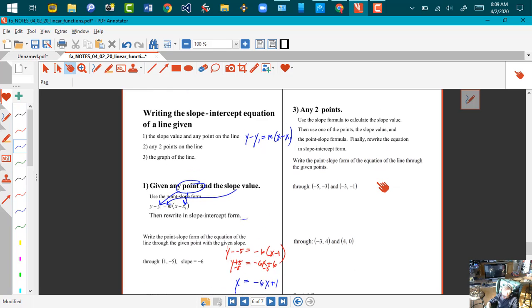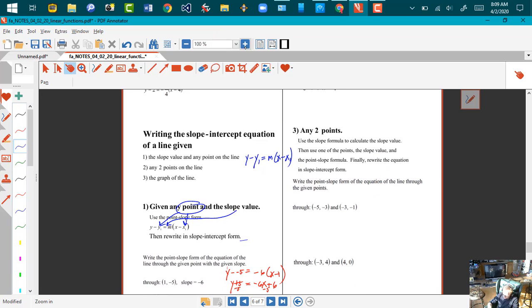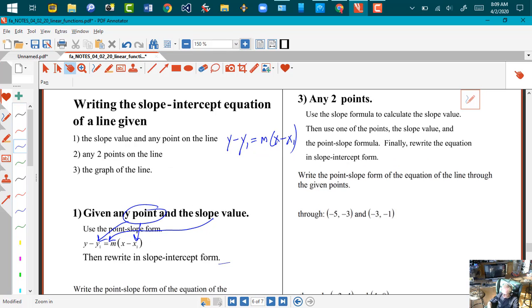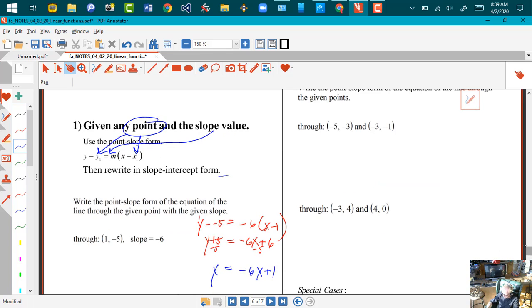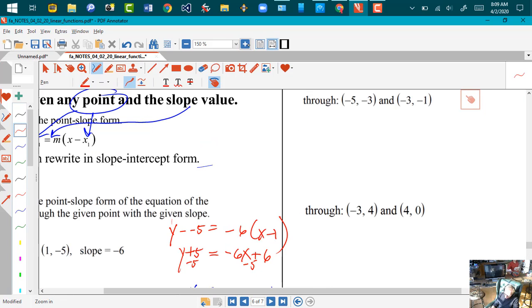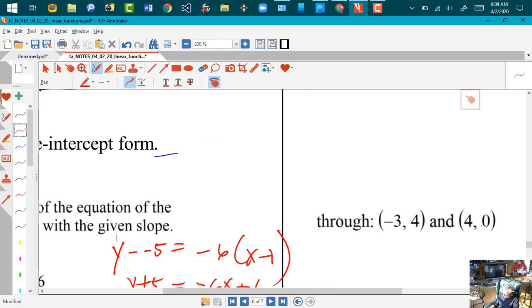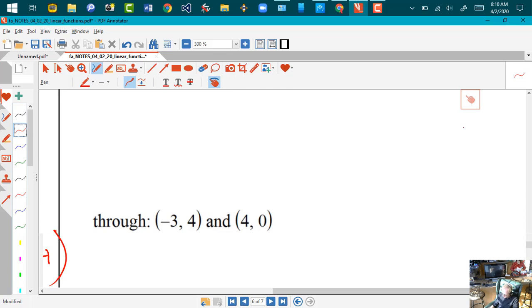Okay, given 2 points. All right, so the strategy here is to figure out the slope, and then use one of the points and the slope to write the equation in point-slope form, and then finally convert that into slope-intercept form. So this is one of the more complicated things to do in Algebra 1 at least, but you guys are far past Algebra 1, so hopefully this is manageable.